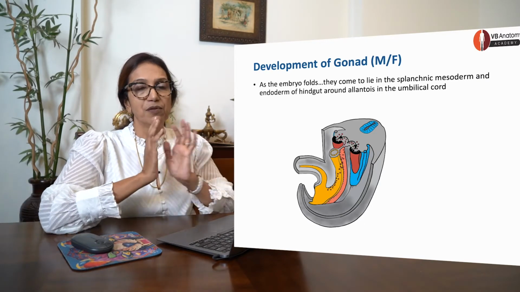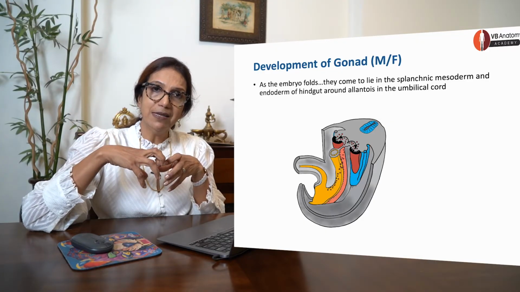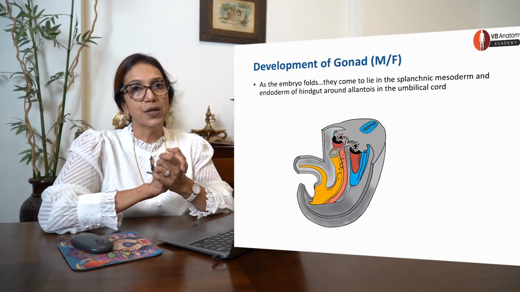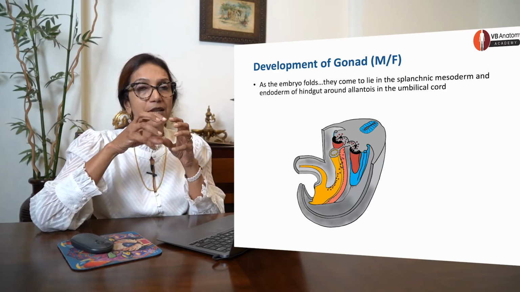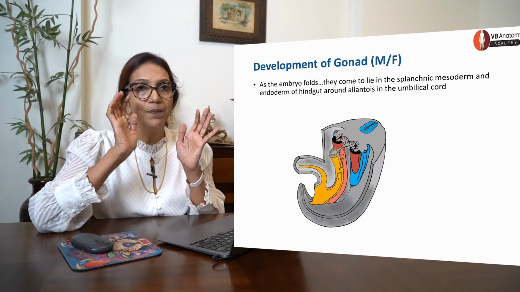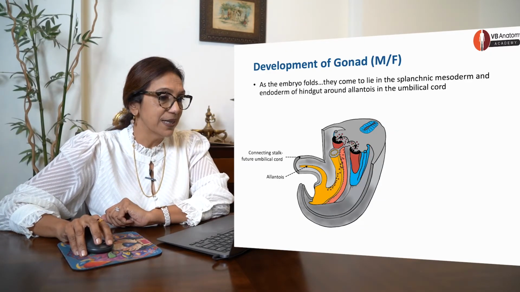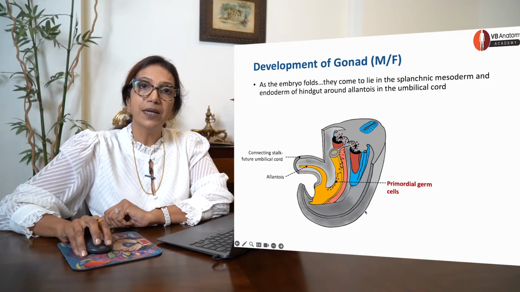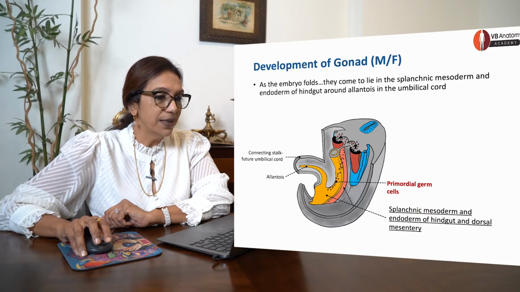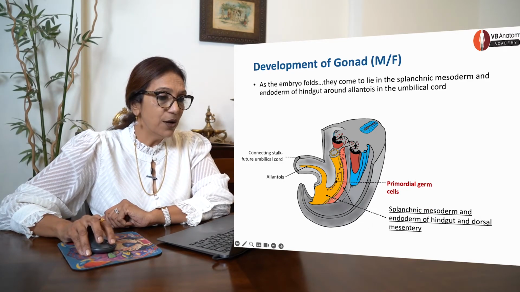So, let's quickly revise before we go further. The cells in the caudal region of the epiblast migrate through the primitive streak, and they come to lie in the region of the embryo which is close to the connecting stalk. Okay? Alright. So here is your connecting stalk and the allantois present there. And these are your primordial germ cells. They have now come to lie in the region of splanchnic mesoderm, hindgut, and dorsal mesentery.